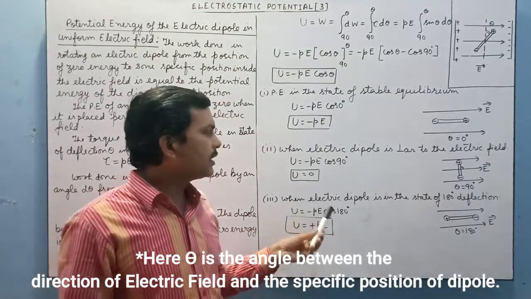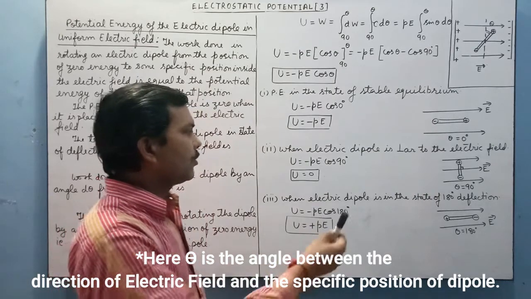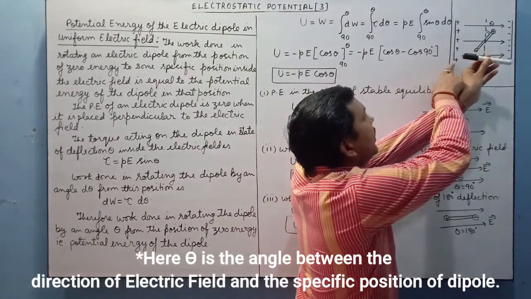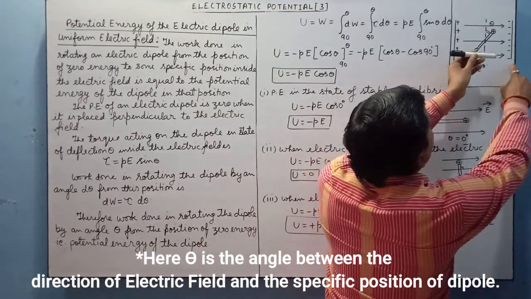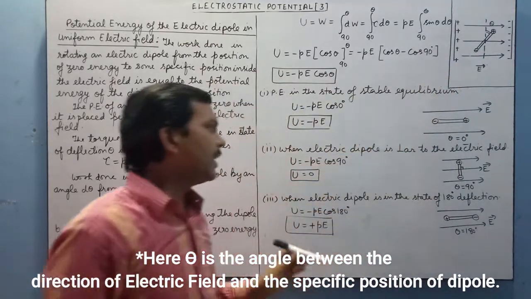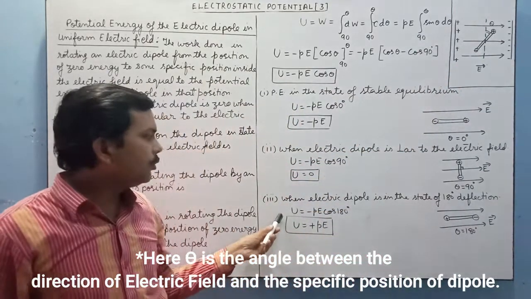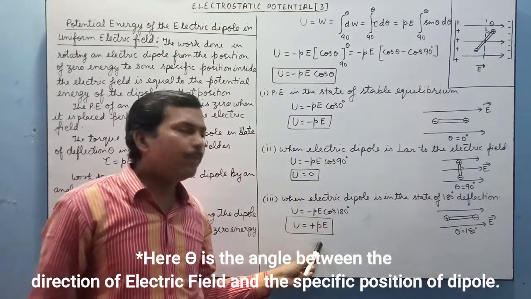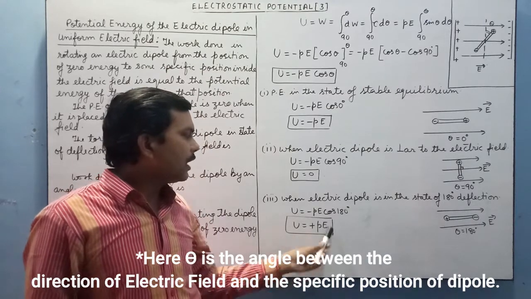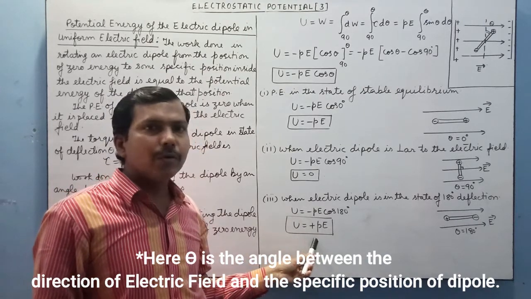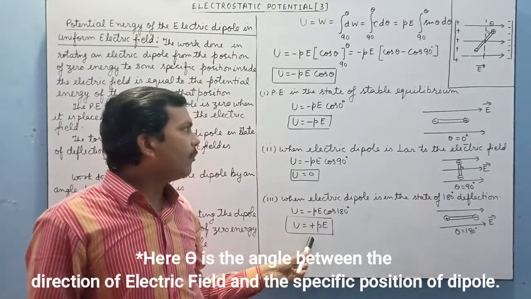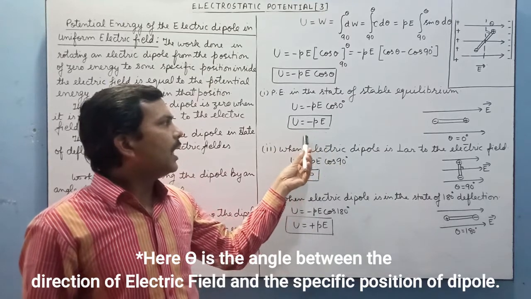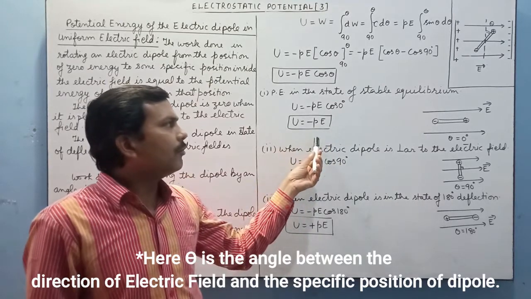Next is when the dipole is in the state of 180 degree deflection, that is, its positive charge is facing towards the positive plate and the negative charge facing towards the negative plate. This is 180 degree deflection. Here U = minus Pe cos 180 degrees, so U = plus Pe. In this case you can see the potential energy is positive, so this is unstable equilibrium. Whereas in the earlier case the potential energy is negative, and that is the state of stable equilibrium.